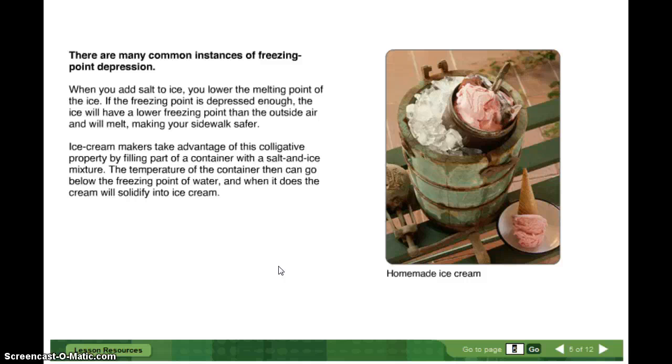making your sidewalk safer. Ice cream makers take advantage of this colligative property by filling part of the container with salt and ice mixture. The temperature of the container then can go below the freezing point of water, and when it does, the cream will solidify into ice cream. So if you just put cream in regular ice, it won't freeze. You have to make it less than 0 degrees Celsius. You do that by adding salt, and then you can make ice cream.